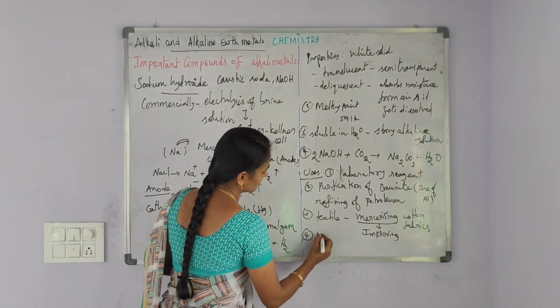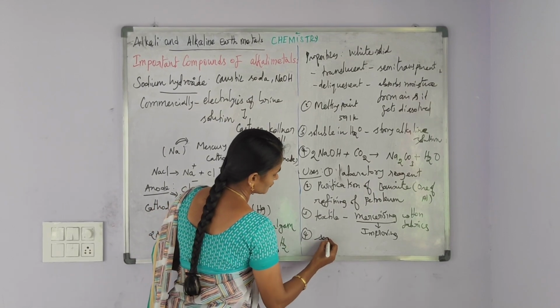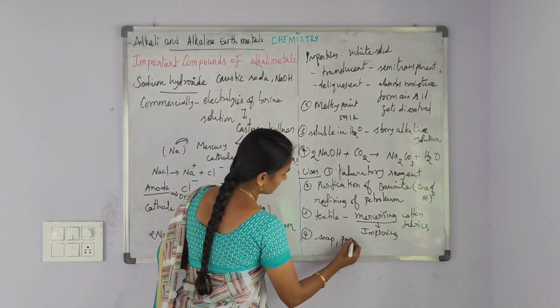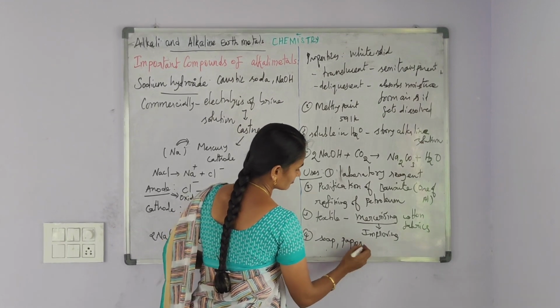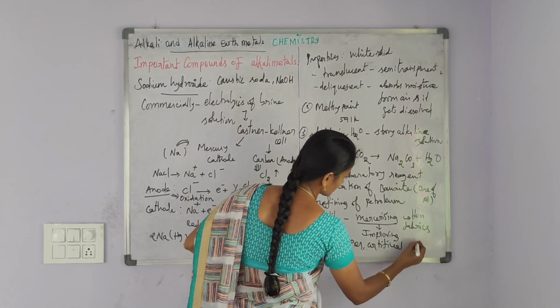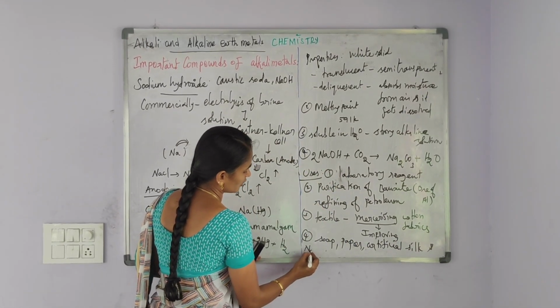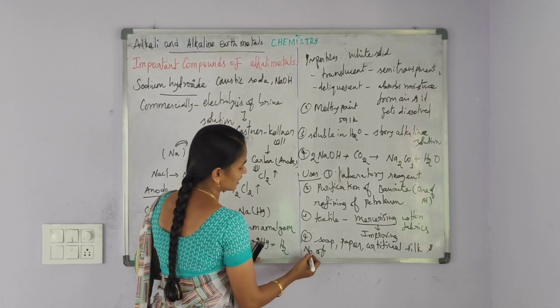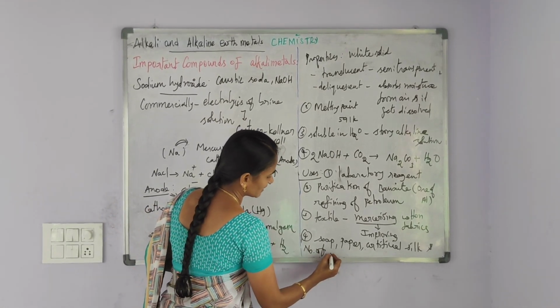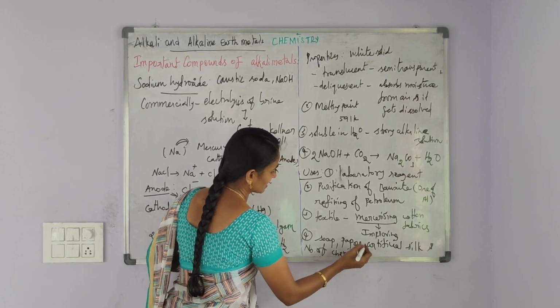The fourth one, sodium hydroxide is used in the manufacture of soap, paper, artificial silk and a number of chemicals.